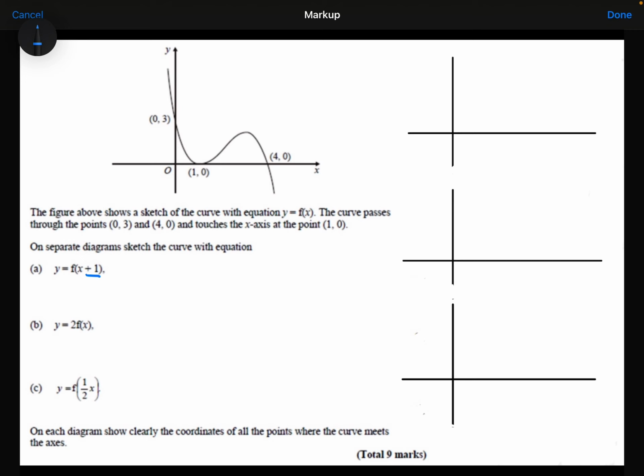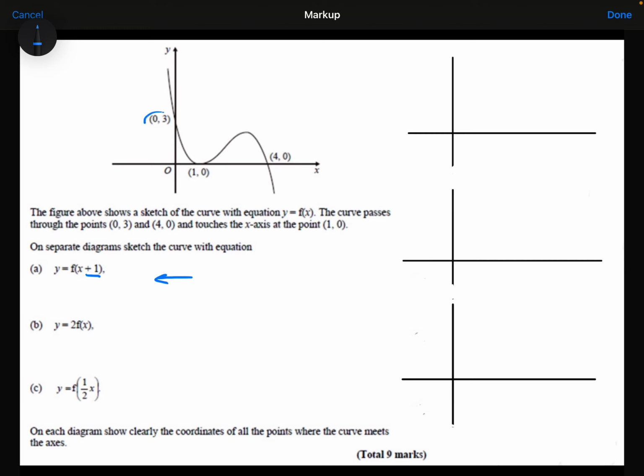That plus 1 is on the inside of the function, so it affects the x coordinates only, and I do the opposite. So I'm going to subtract 1 from all of the x coordinates. So that's going to shift the graph 1 square in the negative direction.